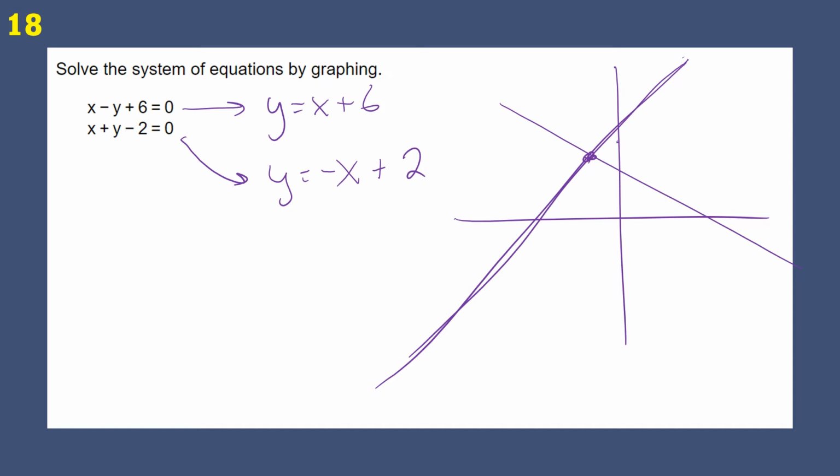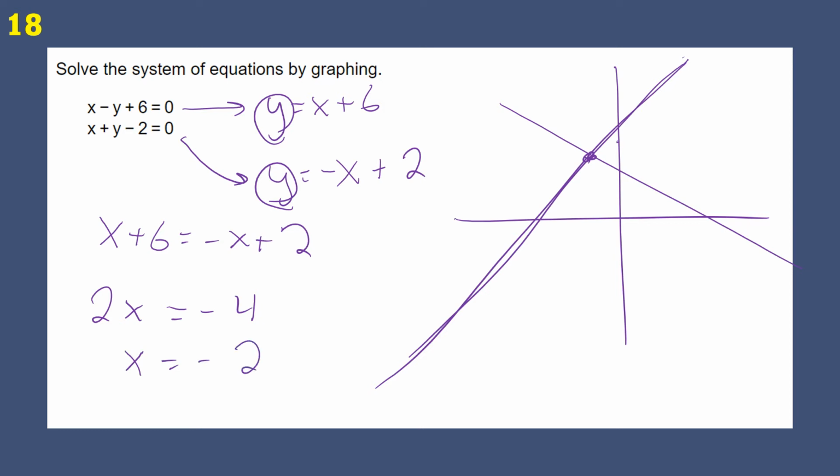But since I don't have a graphing calculator, one thing we can do is we can just set these two equal to each other. They both equal the same y. So we just need to figure out what the x would be that would match. So that would be x plus 6 equals negative x plus 2. I'm going to add x to both sides, and now it's 2x plus 6 equals 2, so 2x equals negative 4. So x equals negative 2.